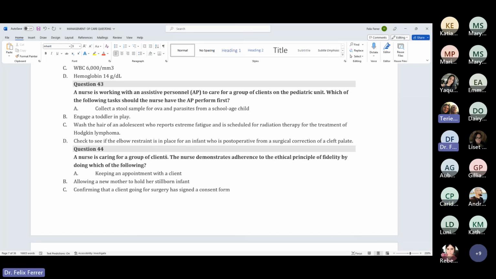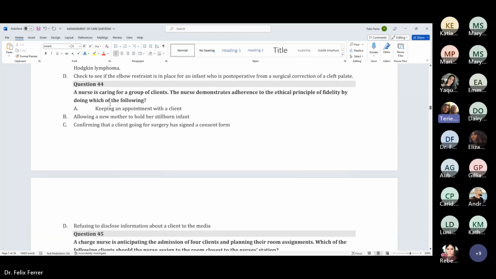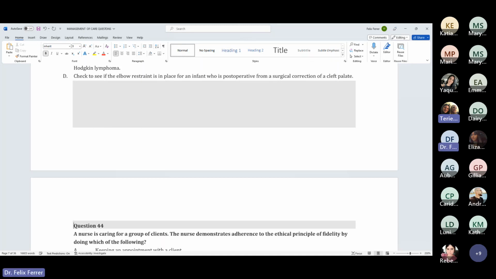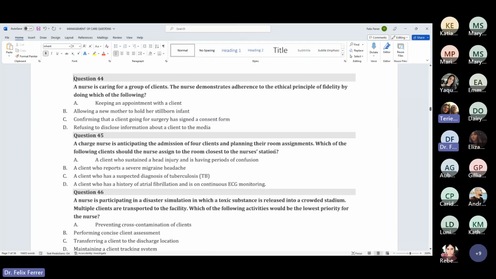Check if the elbow restraint is in place for an infant who is recovering from surgical correction of a cleft palate. Really good. Cleft lip, cleft palate. Very common in your NCLEX.